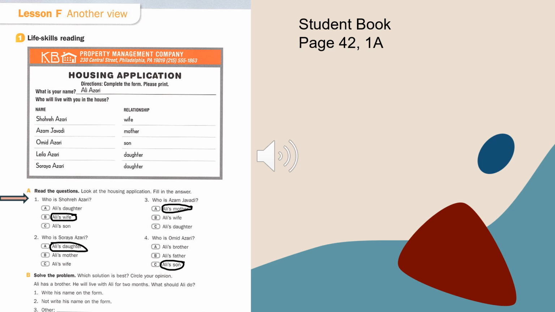Here are the answers. We've already done who is Shora Azari. She is what? It's his wife. Okay, remember we did, that's his wife. Number 2, who is Soraya Azari? Well, that's Ali's daughter. Who is Azam Jawadi? That's Ali's mother. Who is Omid Azari? Ali's son.